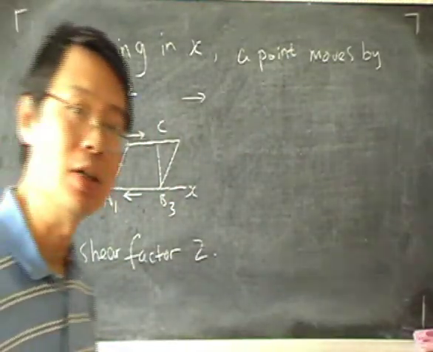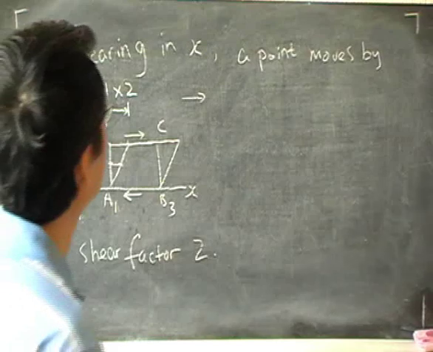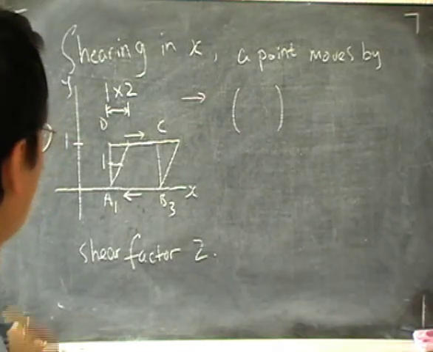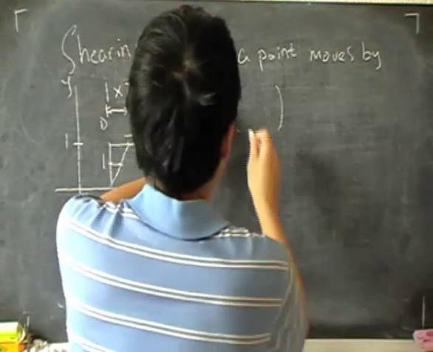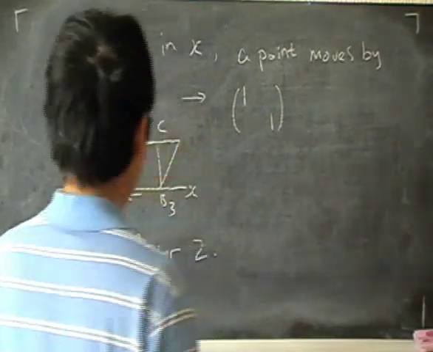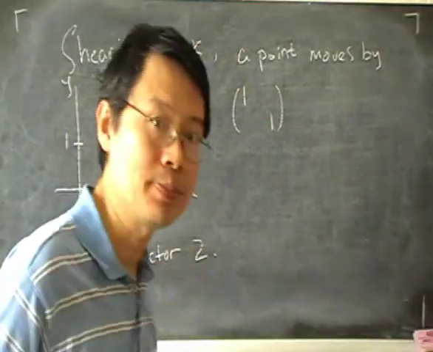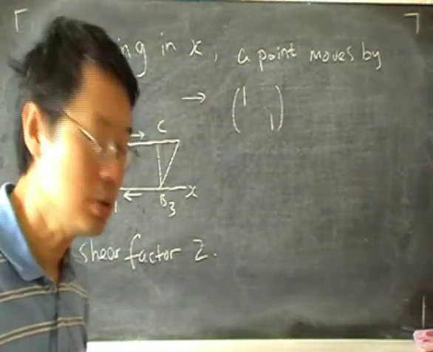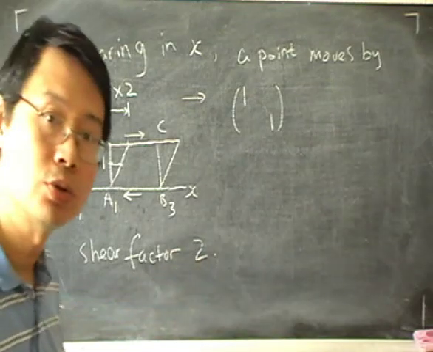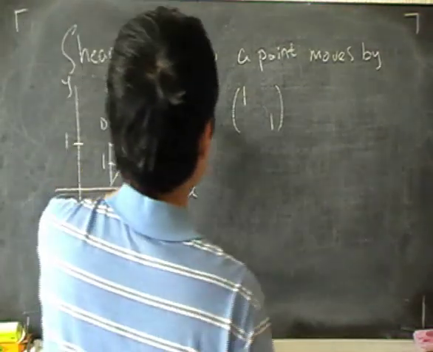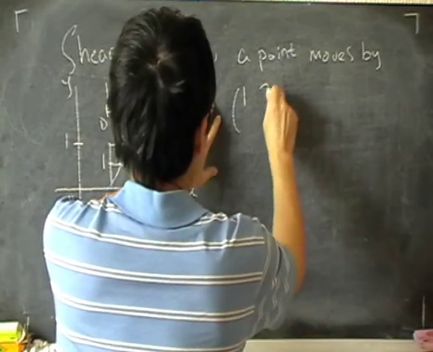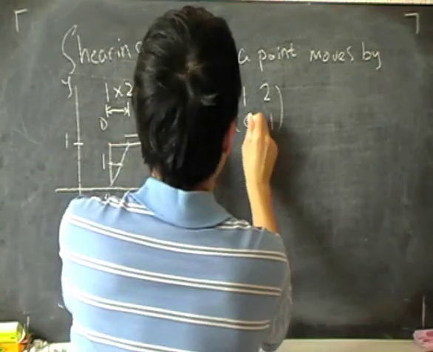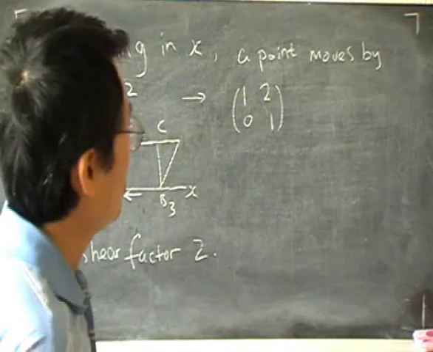So what does a shear matrix look like? Now imagine that I start with a matrix with 1 and 1 along the diagonal. Then a shear in the x direction with a factor of 2 has a matrix that looks like this. I would put the factor of 2 there and a 0 here.